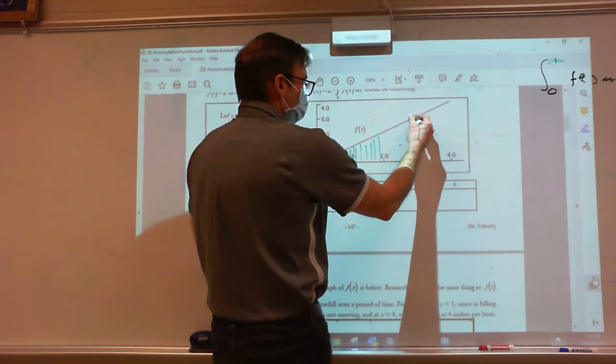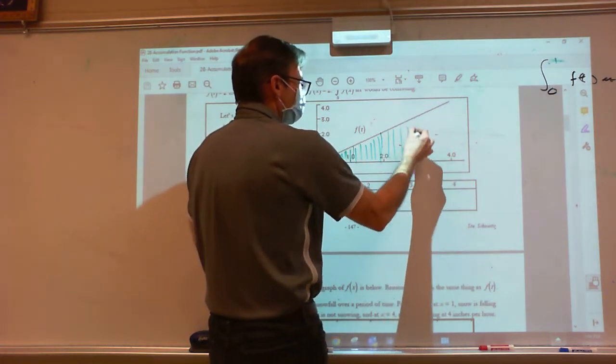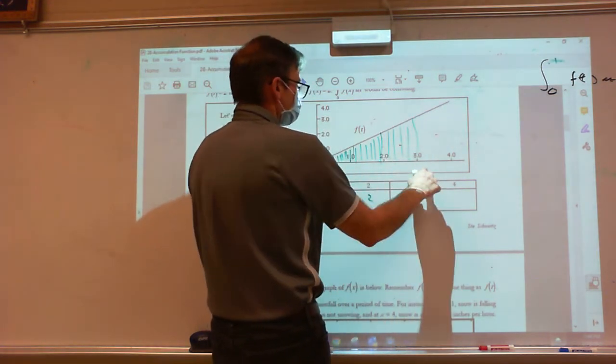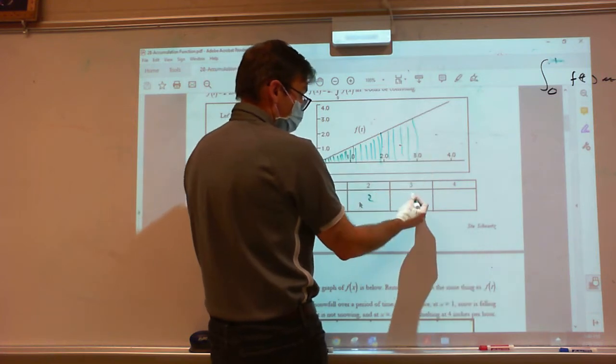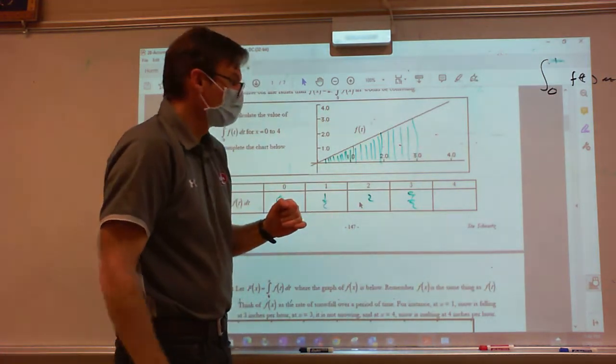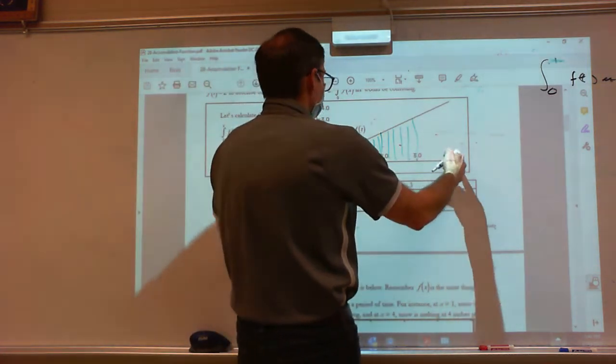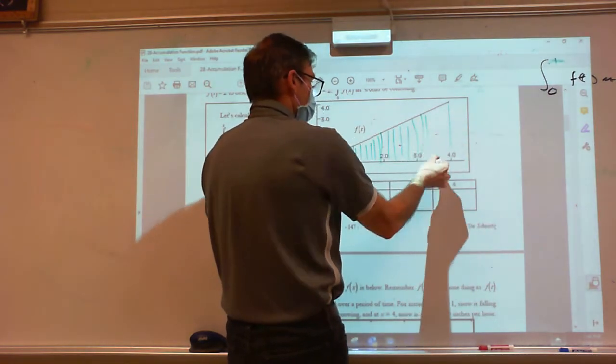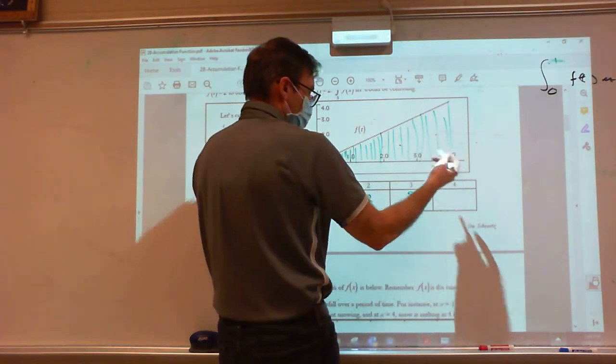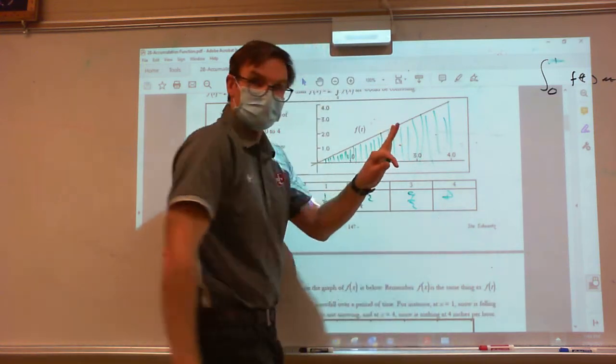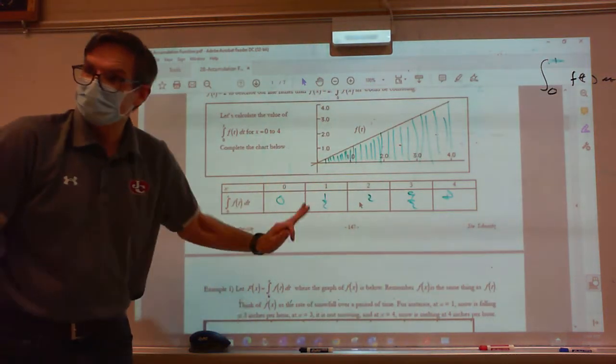And then I go to 3. I keep accumulating area up to 3, so that's going to give me 3 times 3, which is 9/2. And when I finally get to 4, I keep accumulating area, so 4 times 4 is 16/2, gives us 8. Are we okay with this sort of accumulation part?